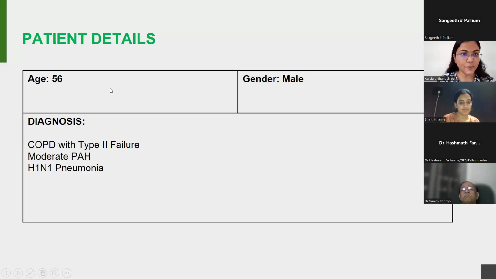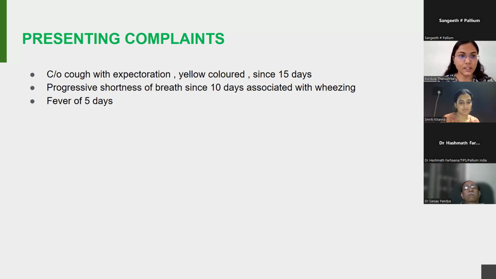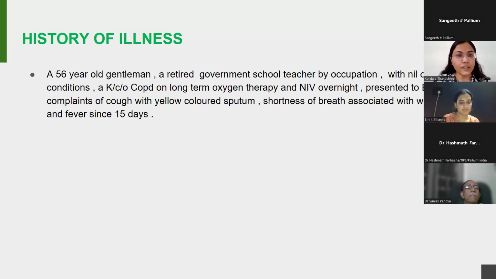So I'll be presenting a case on COPD. The patient is a male, 56 years of age, with the final diagnosis of COPD with type 2 respiratory failure with a complication of moderate PH with secondary viral infection of H1N1 pneumonia. The presenting complaints: this gentleman presented to us with cough with expectoration, which was purulent, yellow in color, since 15 days, with progressive shortness of breath since the last 10 days associated with wheezing. Along with that, the patient also developed fever of 5 days duration. Now, reiterating the last slide.